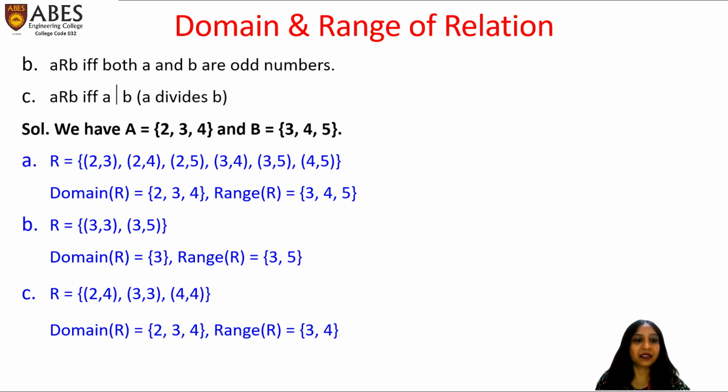And now we can define the domain as 2, 3, 4, all the left hand side elements. And it should be unique; repeated elements will not be considered. The range is the right hand side: 3, 4, and 5.